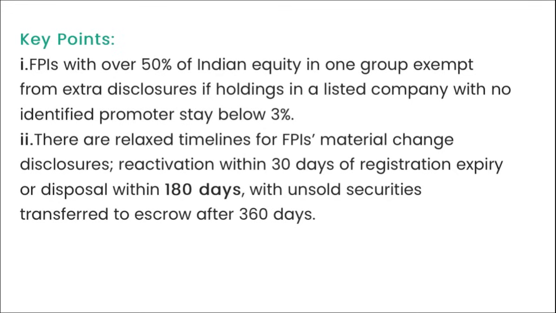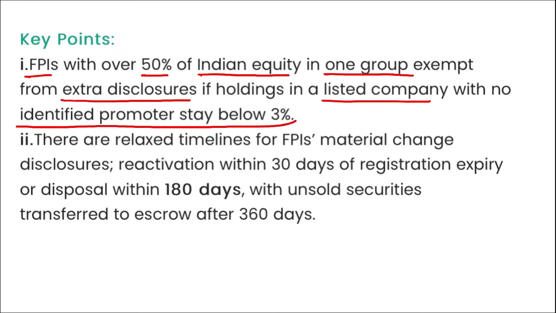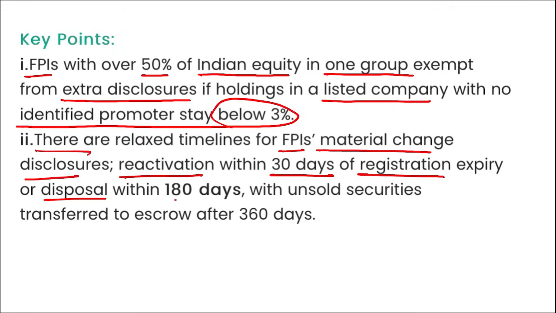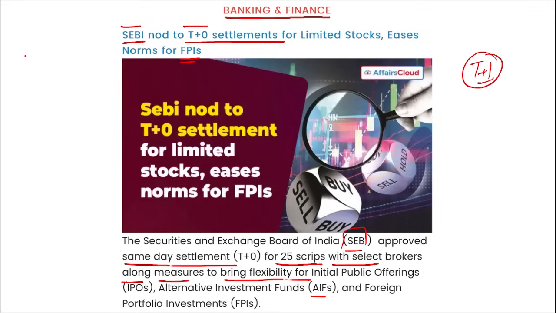With this, foreign portfolio investors with over 50% of Indian equity in one group are exempt from the extra disclosures if their holding in a listed company with no identified promoters stays below 3%. There are relaxed timelines for foreign portfolio investors for material change disclosures, reactivation within 30 days of registration expiry or disposal within 180 days, and with unsold securities transferred to escrow after 360 days. If we talk about SEBI, who is the chairperson of SEBI? Madhabi Puri Buch. And where is the headquarters? It is in Mumbai, Maharashtra.